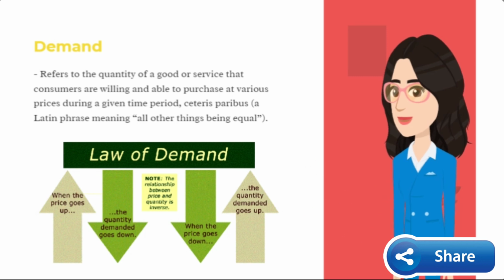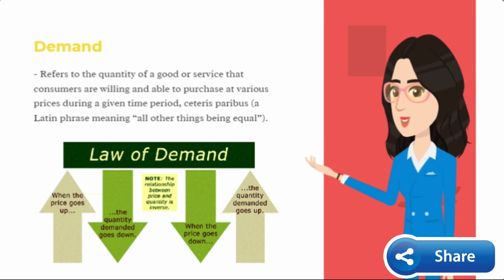Ceteris paribus, a Latin phrase meaning all other things being equal. It means that except for the price, no other economically relevant factors are changing or can affect the demand. And according to the law of demand, when the price goes up, the quantity demanded goes down. And when the price goes down, the quantity demanded goes up.